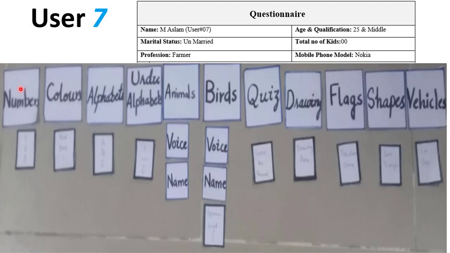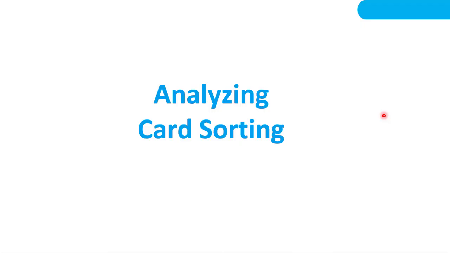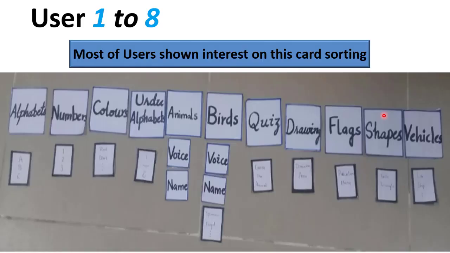Then user 7: numbers, colors, alphabet, Urdu alphabets, animals, birds, quiz, drawing, flag, shapes and vehicle. Then user 8: alphabets, Urdu alphabets, numbers, colors, animals, birds, flags, shapes, vehicle, quiz and drawing. So after viewing all the card sorting, most of the users showed their interest in this order: alphabets should be first, then numbers, then colors, Urdu alphabets, animals, birds, quiz, drawing, flag, shapes and vehicles.